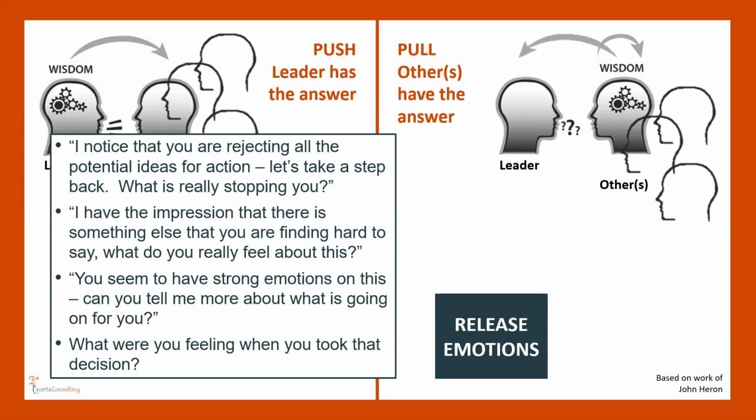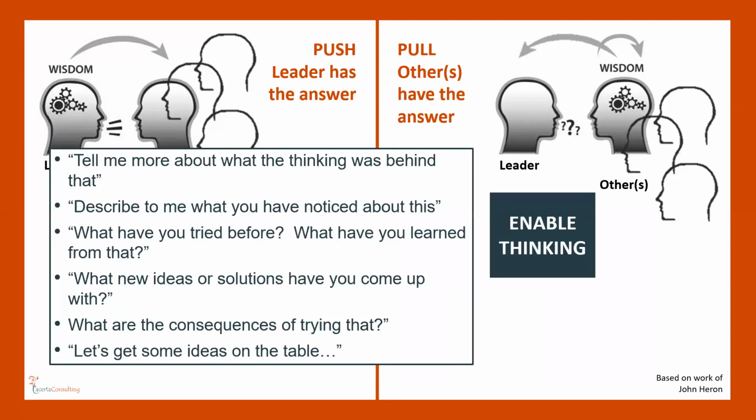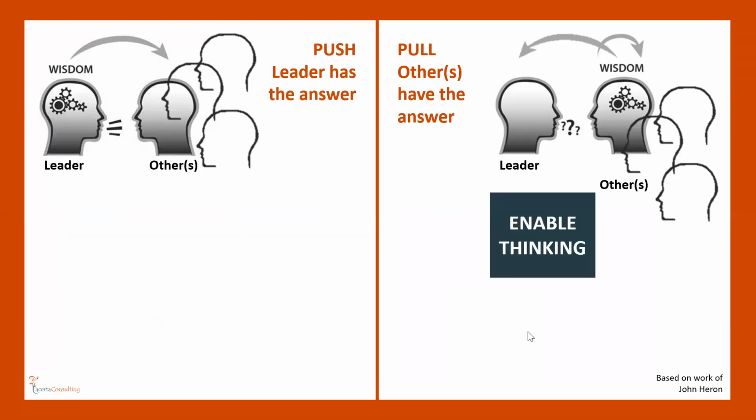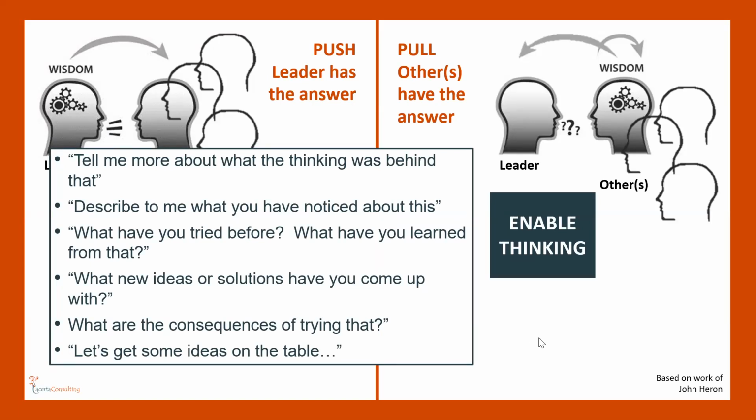How often do you tap into what people were feeling or the behaviors they're exhibiting versus the next one, which is enable thinking? Tell me more about what the thinking was behind that. Describe to me what you've noticed about this. What have you tried before and learned? What have you come up with? What are the consequences? How about we get some ideas on the table, do a brainstorm? So these two, release emotions and enable thinking, two sides of a coin, really.